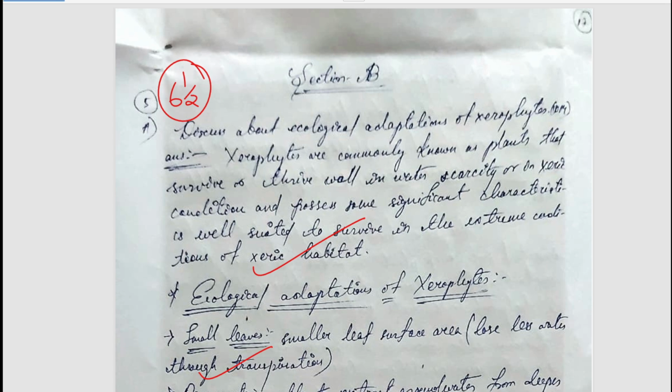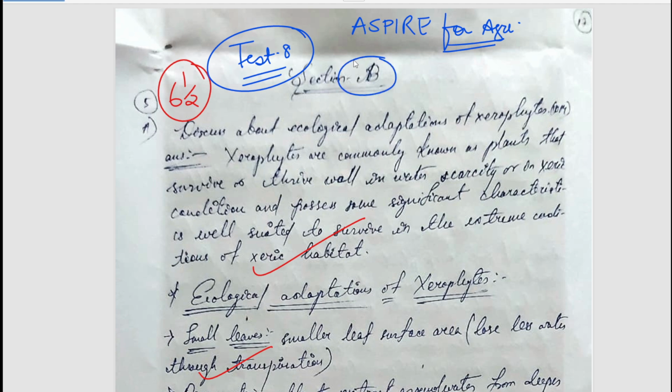So today we are going to discuss section B of our test 8. We all know that we had the Aspire for Agriculture test series, which is now finished, and we are discussing some of the good copies of this test series. In the last video we discussed section A of test 8, and today we will be discussing section B of test 8.